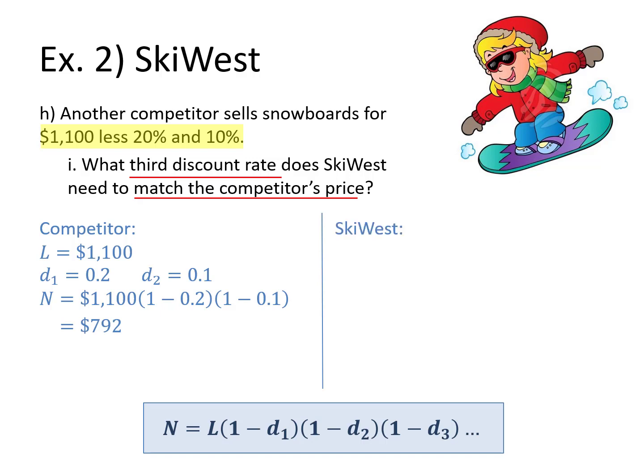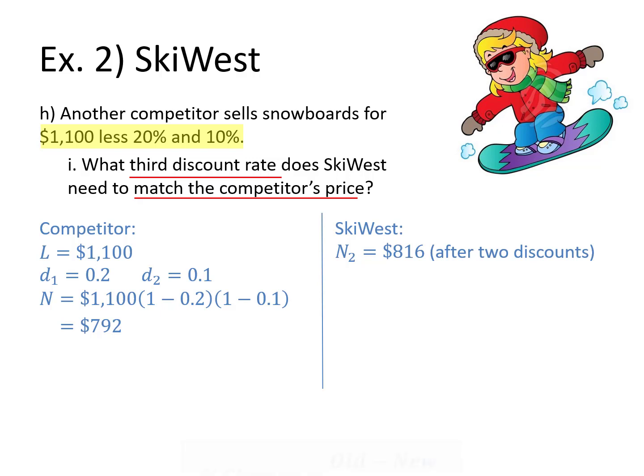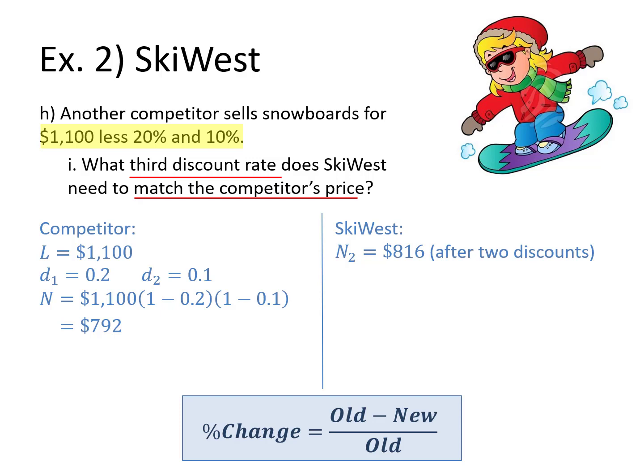Well, first of all, where's Ski West at? So Ski West has a current net price after 2 discounts of $816. That's from part A of this question. So Ski West wants to have a percent change, a third discount, so that they can bring down their price to $792. So I'm going to use a percent change formula to determine that third discount.